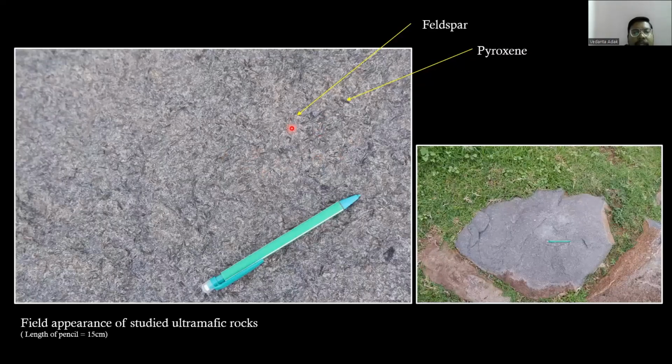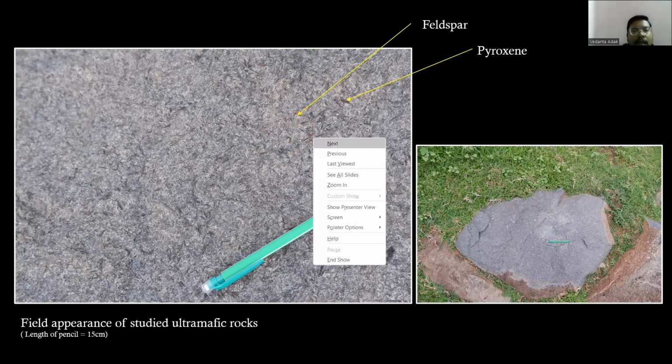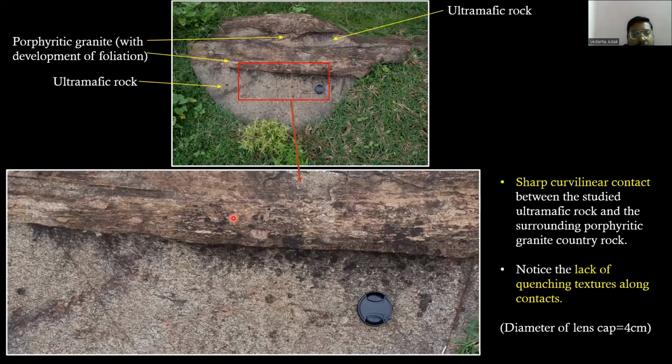So this is the field appearance of the studied ultramafic rock. It occurs as enclaves surrounded by the porphyritic granite. You can see in the field the presence of some large pyroxene grains and some feldspar grains. Now look at the contact of this porphyritic granite and the ultramafic body. You can see that it is very sharp. It is slightly curvilinear.